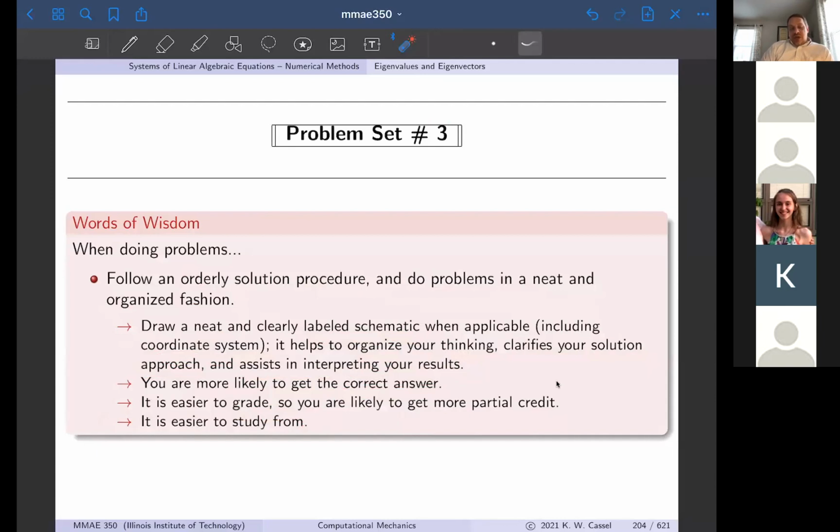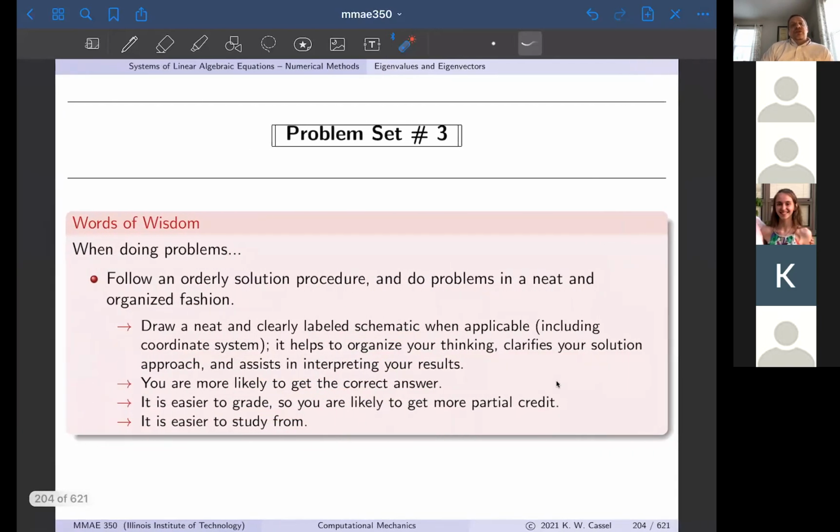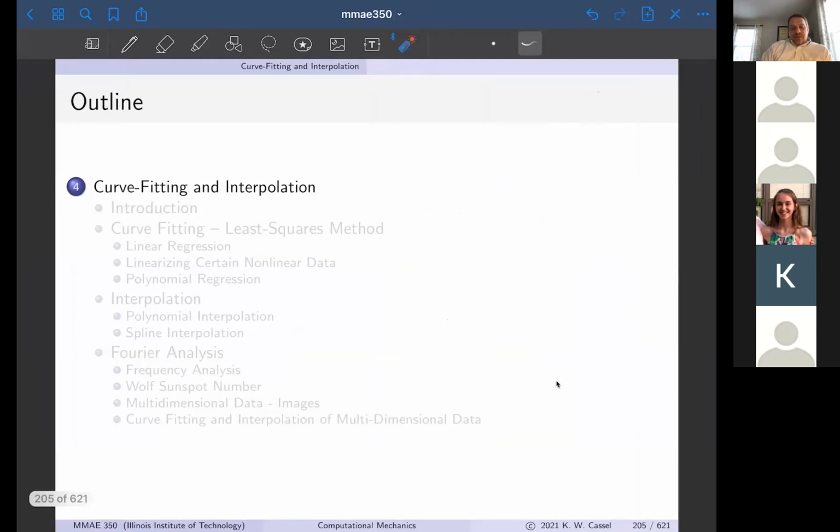So the neater you are, the more organized you are, the more helpful and useful your homeworks are and the problems are that you do for studying. So I just encourage you to rethink how you do those sorts of things, how you do your problems, and try to nudge yourself into developing good habits and good practices, and maybe shedding some of the not so good practices.